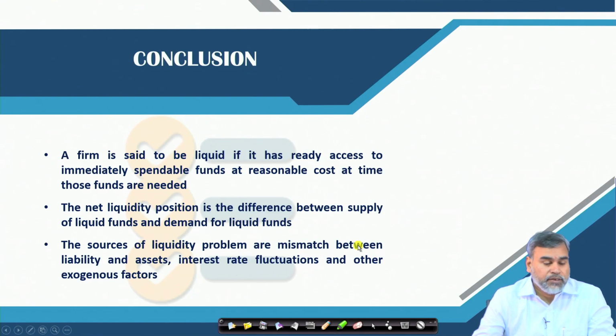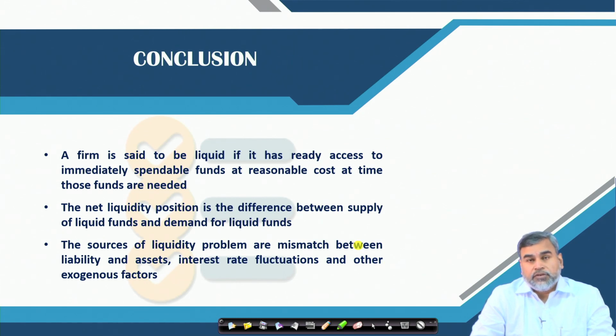What we have discussed: a firm is said to be liquid if it has ready access to immediately spendable funds at a reasonable cost at the time those funds are needed. The net liquidity position is the difference between the supply of liquid funds and the demand for liquid funds. The sources of liquidity problem are the mismatch between liabilities and assets, interest rate fluctuations, and other exogenous factors including behavioral factors or market conditions. So, these are the different issues and concepts related to the problem of liquidity for the commercial bank.